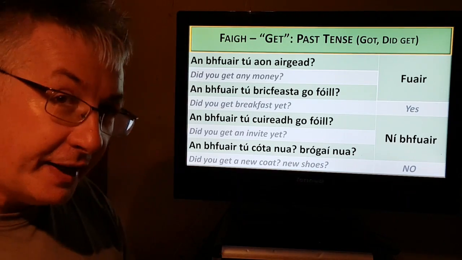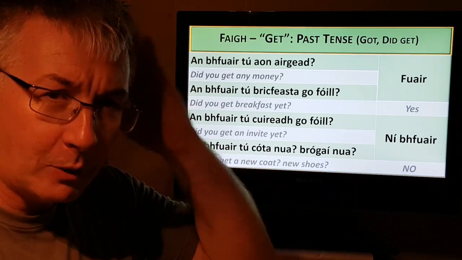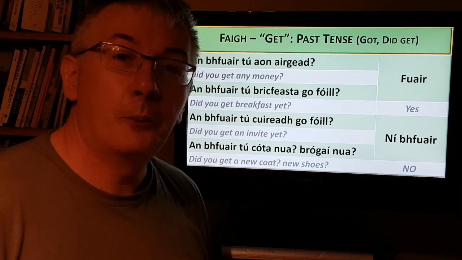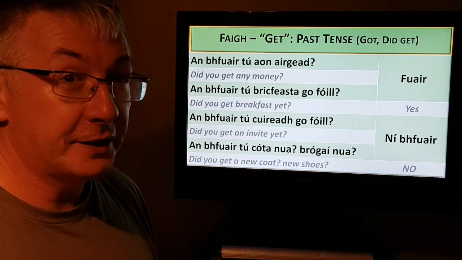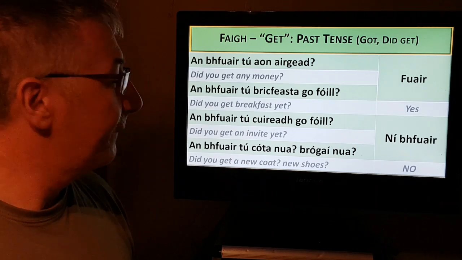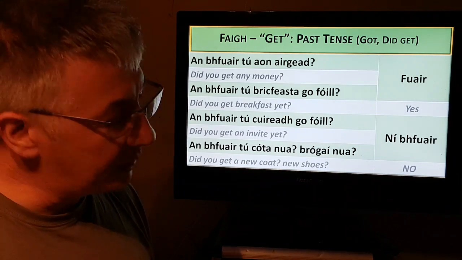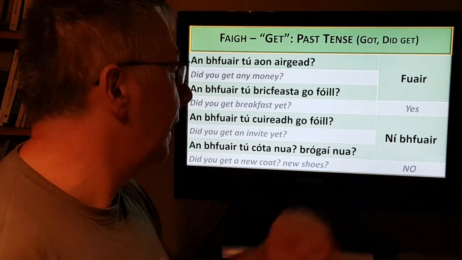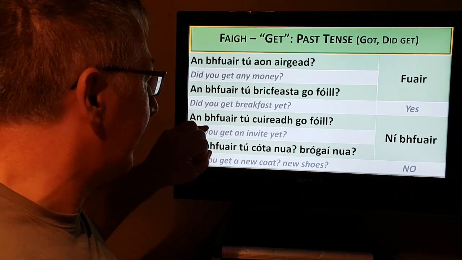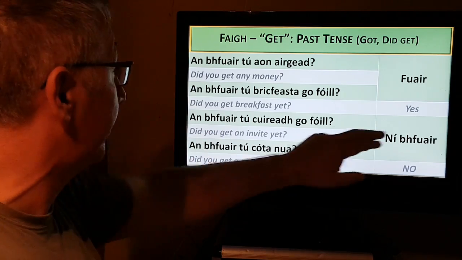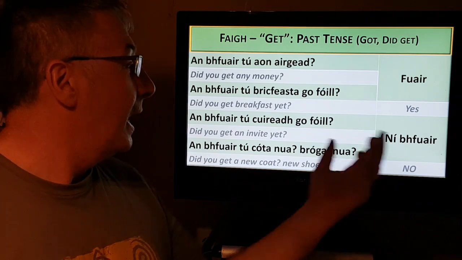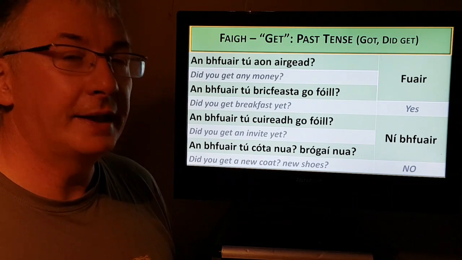Curru is like an invite. Curru. And sometimes people are waiting for invites to weddings and stuff. So you could say, where to curru go foil? Did you get an invite yet? Where? Yes, got. Nowhere. I didn't get. Right, okay. And suppose if you were just making a positive statement, where my curru, imagine, I got an invite this morning. Ni were my curru go foil, I didn't get an invite yet.